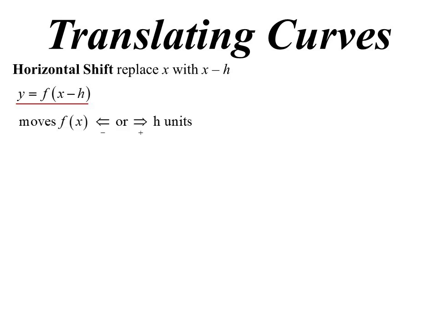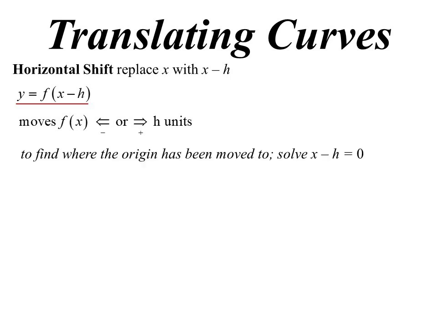That would result in a shift of h units, and depending on whether the number's negative or positive, whether we're going to the right or whether we're going to the left. If ever you're unsure to see where it's been moved to, just solve x minus h equals 0, and that'll tell you where 0 has gone to.